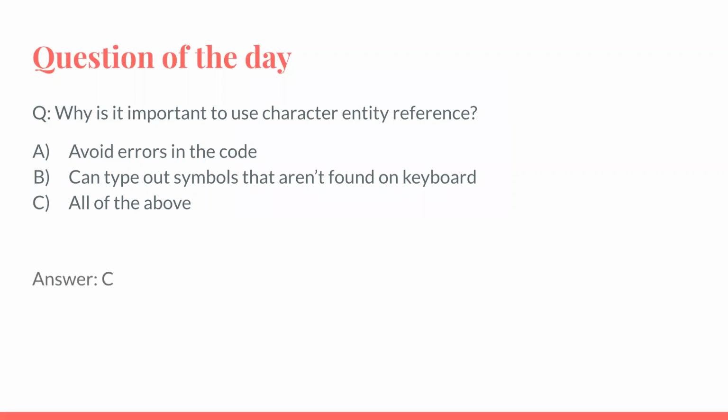The answer is C. Character entity references can avoid errors in the code, and they can type out symbols that aren't found on a keyboard.